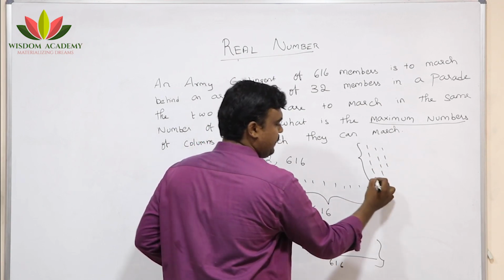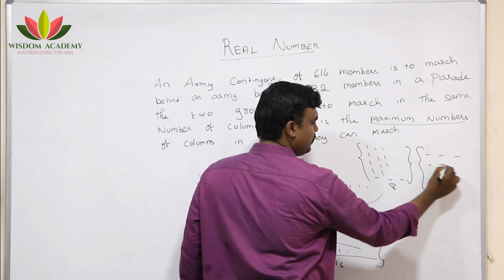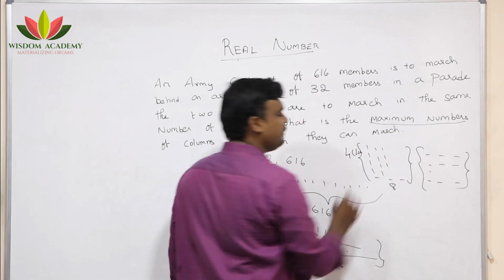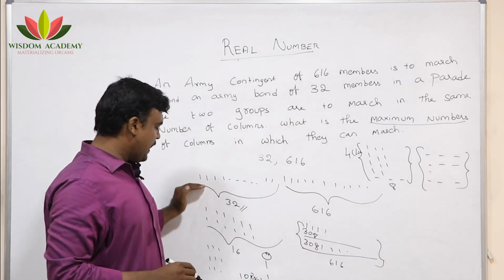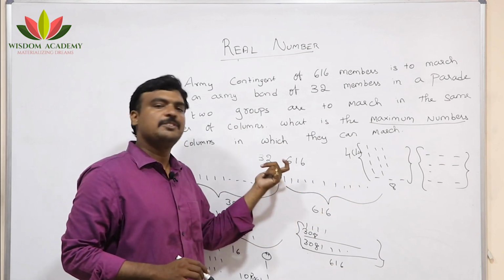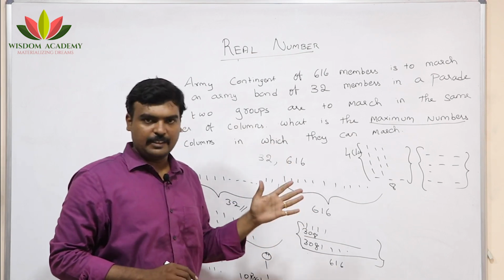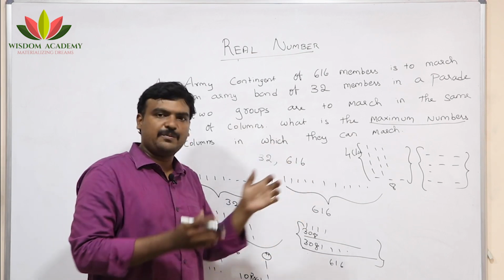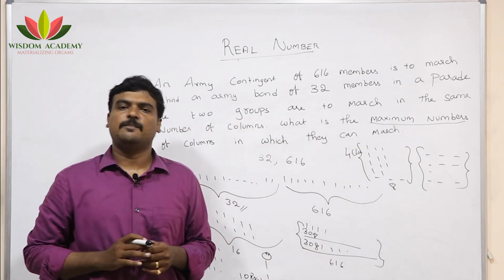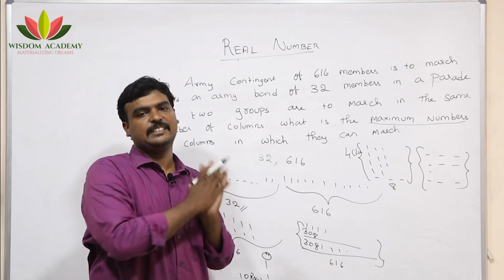So I will have a military parade of 8 rows, and 616 also I am able to make 4 columns. From this what we conclude is 1, 2, 4 are the common factors of 32 and 616. That's why there is no remainder. So for 32 and 616 we are finding the common factor, and here we need the maximum number of columns. So what is the best idea we can go for? We want to find the HCF of these two numbers.